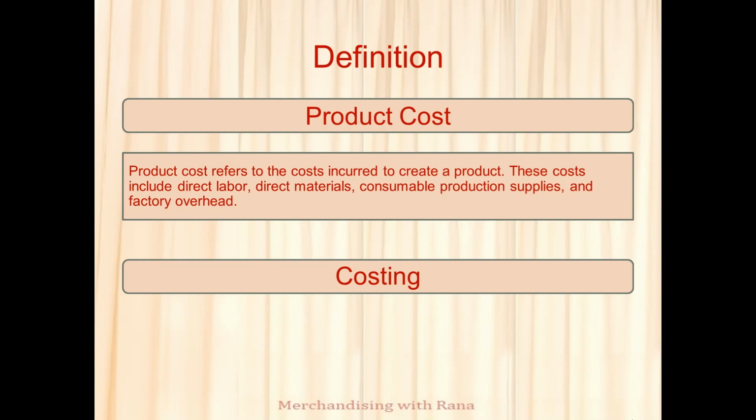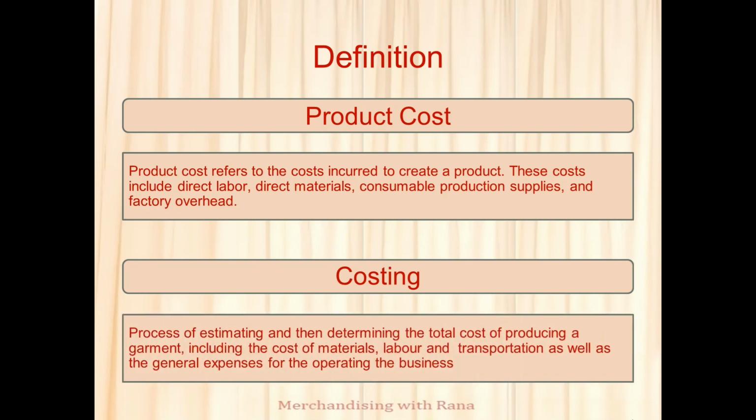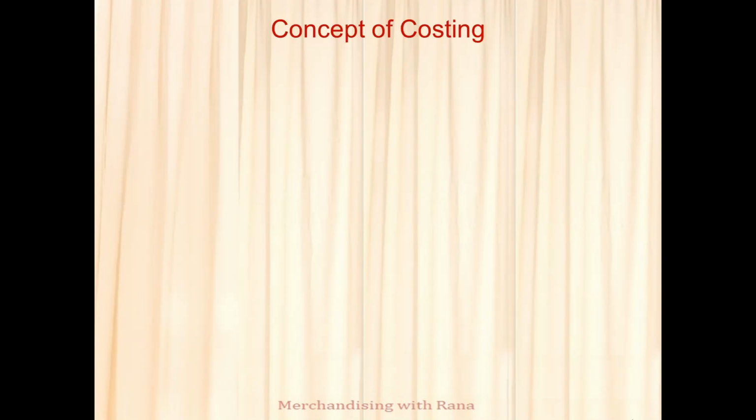What is costing? Costing is a process of estimating and then determining the cost of producing a garment, including the cost of materials, labor, and transportation, as well as the general expense for operating the business. Let me clear your concept of costing.